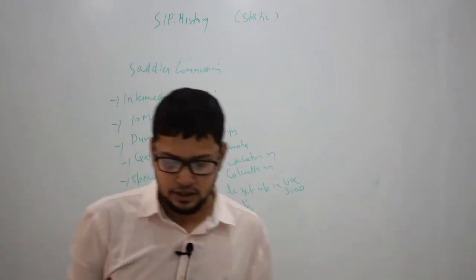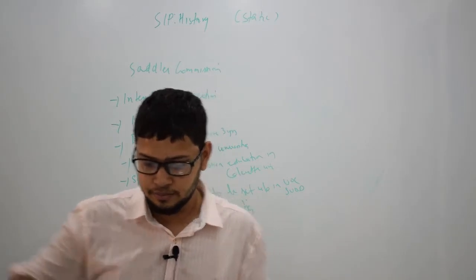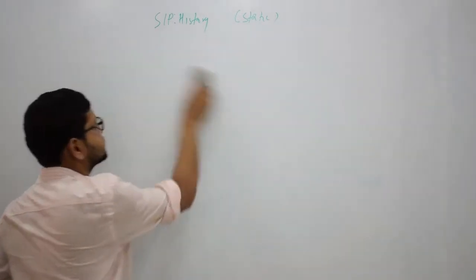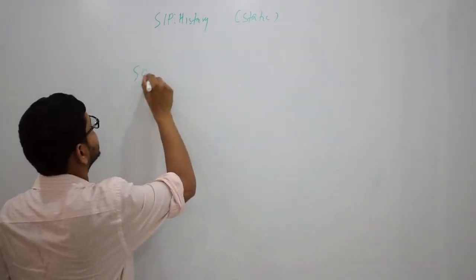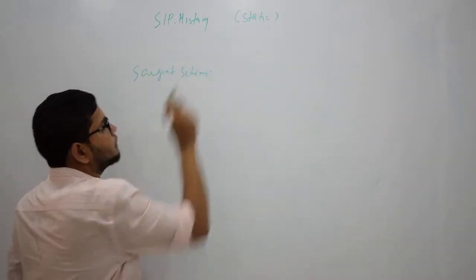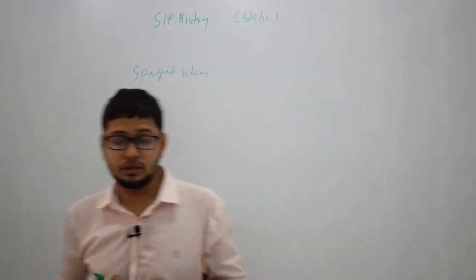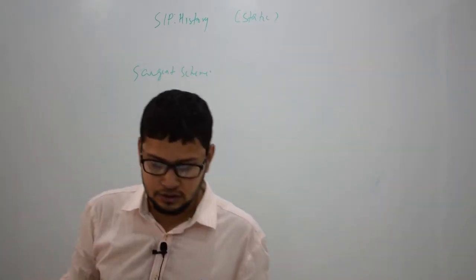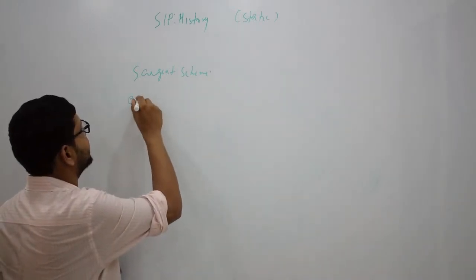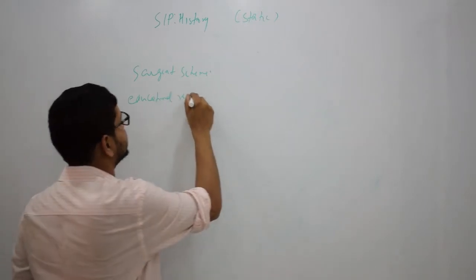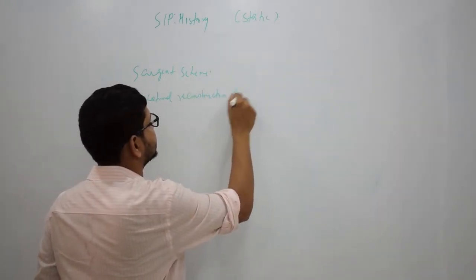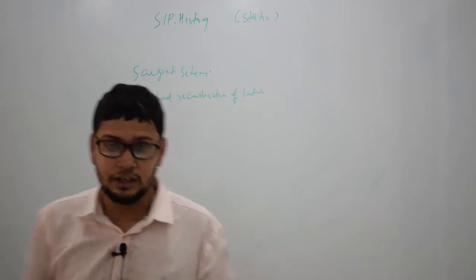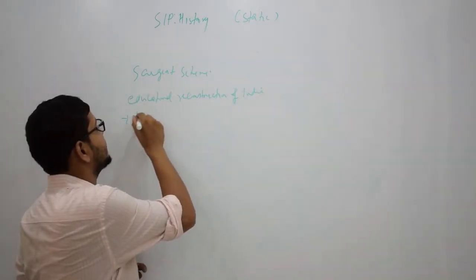Next commission or scheme related to education was the Sargent scheme. This Sargent scheme came up in 1944 during the time of Lord Wavell, and the central goal of this scheme was the educational reconstruction of India. It recommended the introduction of free and compulsory education for all Indian children between the ages of 6 and 12.